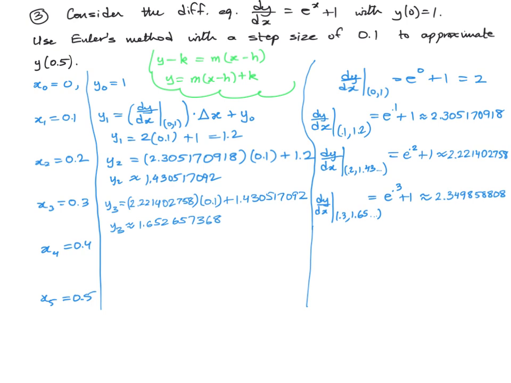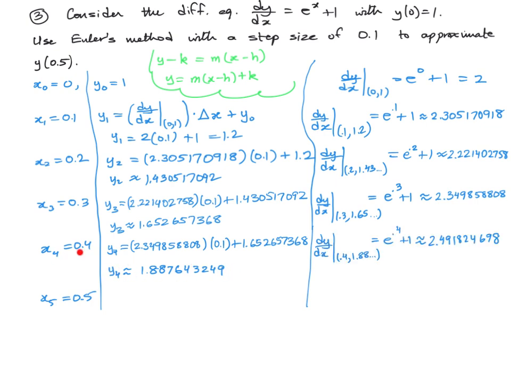So again, I plug the x3, or the 0.3, and the y3 into the differential equation to work out the new slope. So here it is. I plugged it in. I got the new slope. And again, to get y4, I use the slope I just discovered times the step size, and then I add on the previous y-coordinate, which was this one. And again, when I plug that into my calculator, I get this value.